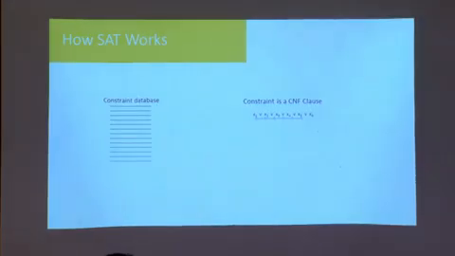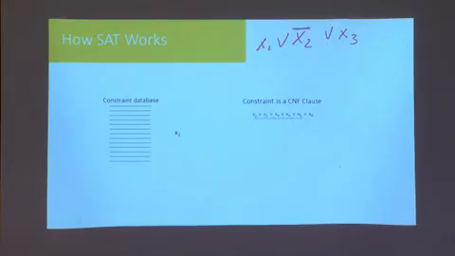What that means is all our constraints are of the form either x1 is true, or x2 is true, or x3 is true, for example, right? So we have all our constraints in this form, and some of them might say, well, either x1 is true, or x2 is false, or x3 is false. Right? So all our constraints are of this form.